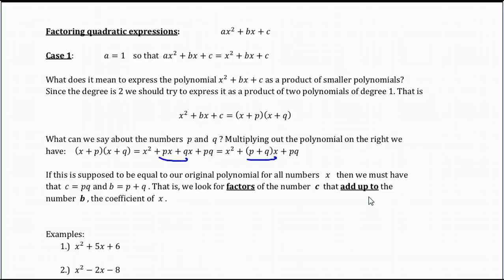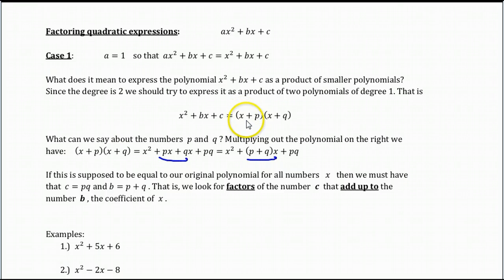Factoring is going to mean the same for polynomials as it does for numbers. We're going to want to express it as a product of two smaller polynomials. And by smaller, we mean polynomials of smaller degree or lesser degree. So in this case, we want to take our polynomial, x squared plus bx plus c, and write it down as the product of two smaller ones. And if that's going to be the case, they're going to have to be linear polynomials, degree 1.